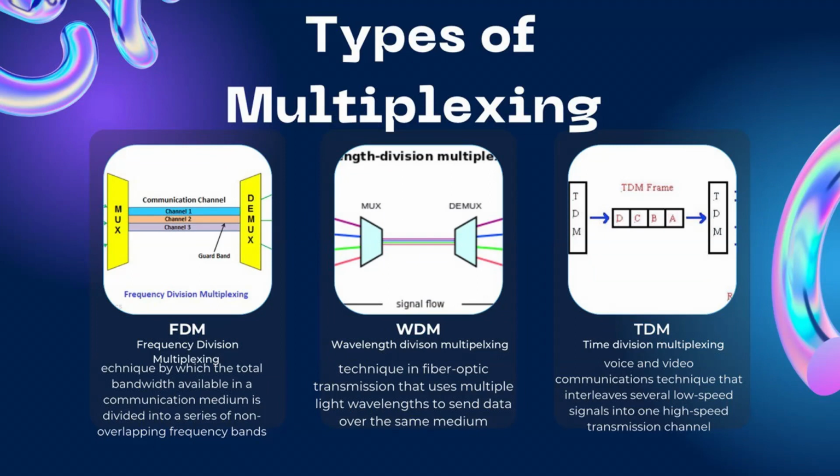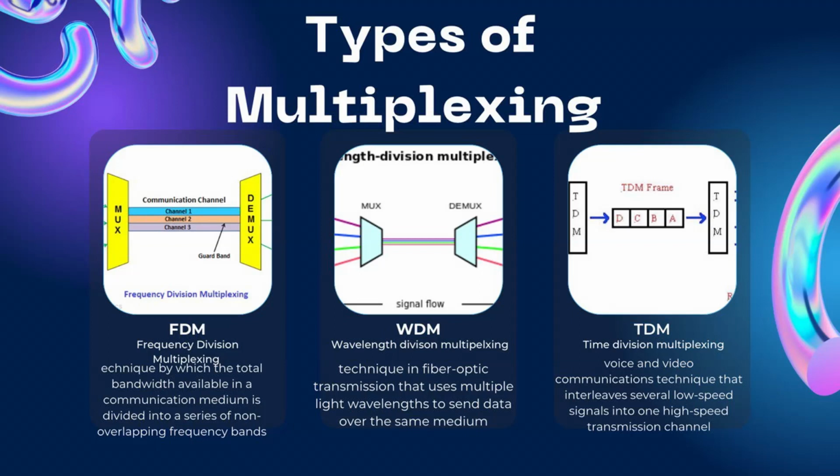There are 3 types of multiplexing. The first one is FDM, frequency division multiplexing. This is a technique by which the available bandwidth of a communication medium is divided into a series of non-overlapping frequency bands.